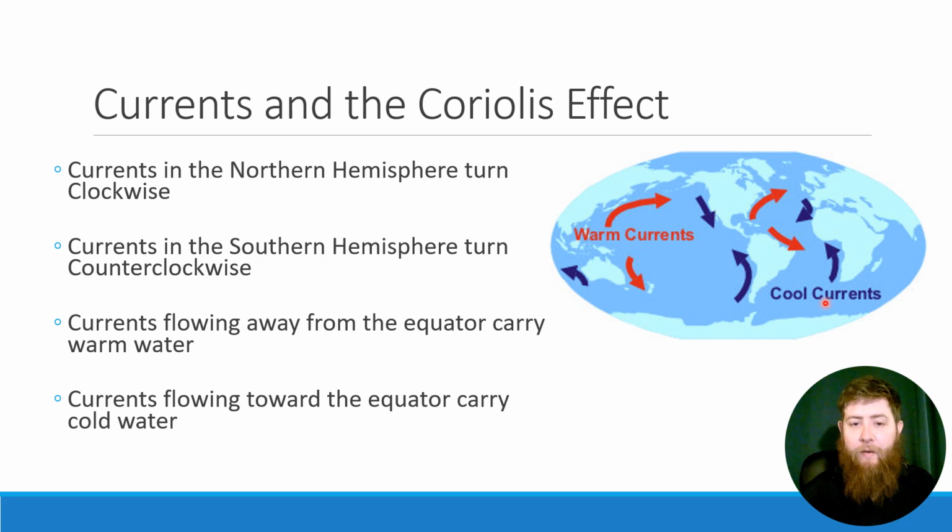Currents that are flowing away from the equator towards the poles are carrying warm water, and currents that are flowing towards the equator carry cold water. This is the same thing we talked about with winds. These cold currents are going to go to the equator, get warmed, and then move back north to cool down again as this continues to heat and cool, heat and cool. And this is convection.